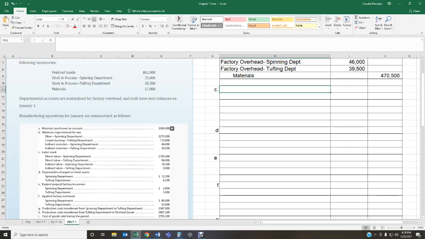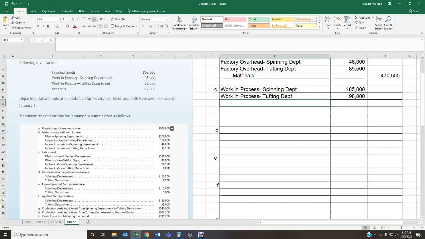So we're going to have work in process. Anytime that you invest into a particular department, we're going to put it in there. So we have work in process for the spinning department, and that is 185,000. Then we have direct labor for the tufting department of 98,000. So we're going to have work in process for the tufting department, and that is $98,000.